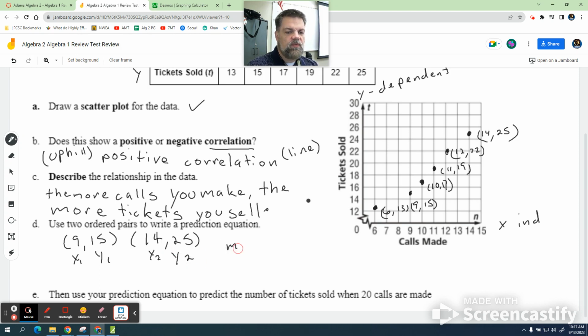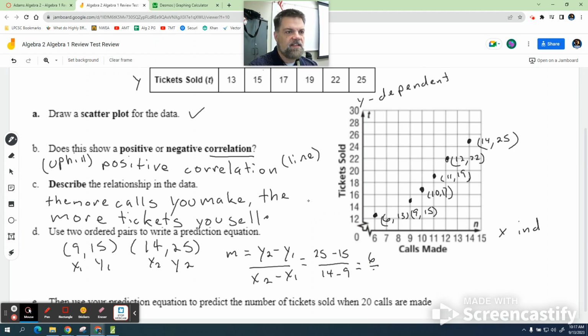And so I'm going to find the slope for this, and I'm going to say y sub 2 minus y sub 1 all over x sub 2 minus x sub 1, and that's going to give me 25 minus 15 all over 14 minus 9. So I get 10 over, that's not 6, why did I write a 6? I'm going to get 10 over 5, right? So it looks like a slope of 2.